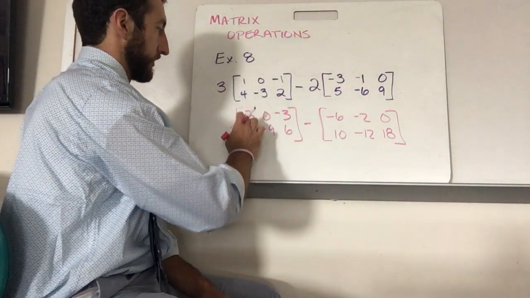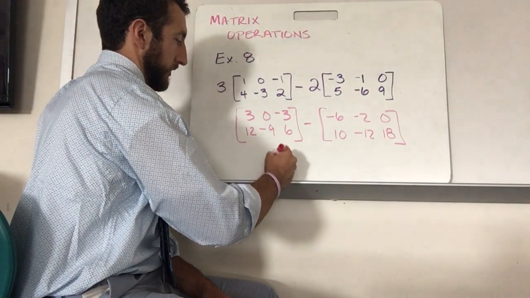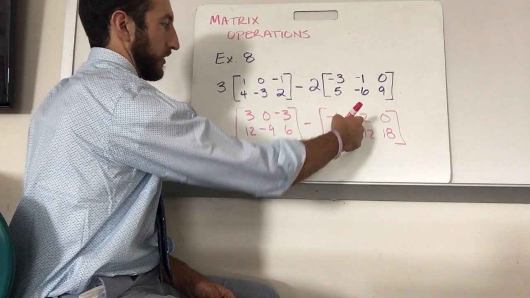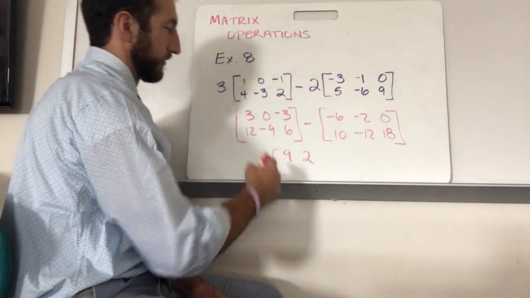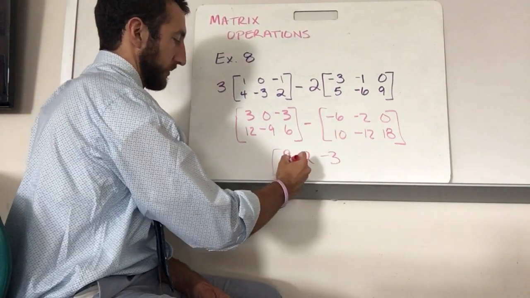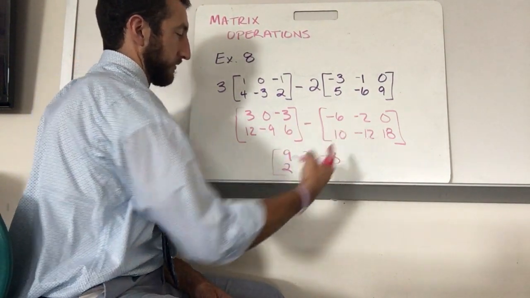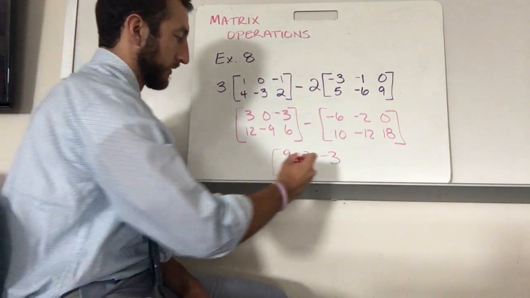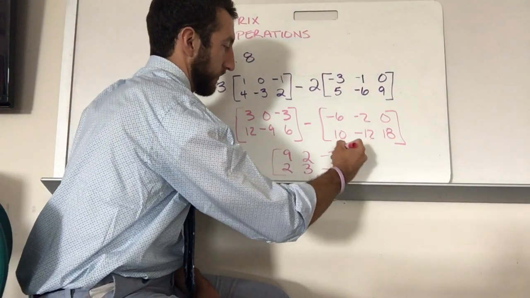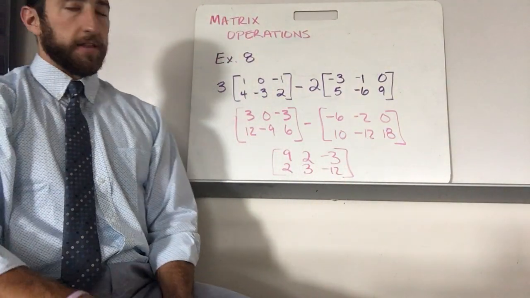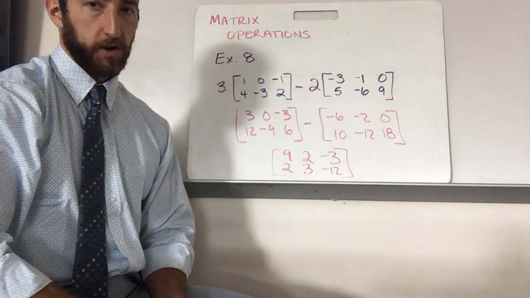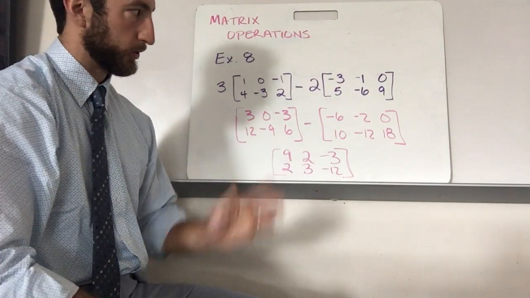Now all I'm going to do is just subtract. So I got 3 minus -6. So that's going to combine to give me a 9. And then 0 minus -2, so that's going to be a +2. -3 minus 0 is going to be -3. 12 minus 10, that's going to be 2. -9 minus -12, that becomes positive. So that's going to be a +3, and then 6 minus 18, that's going to be a -12. And that is how you would do that one. So we do the scalar multiplication first, and then we subtract or add depending on what operation is in between the two matrices.